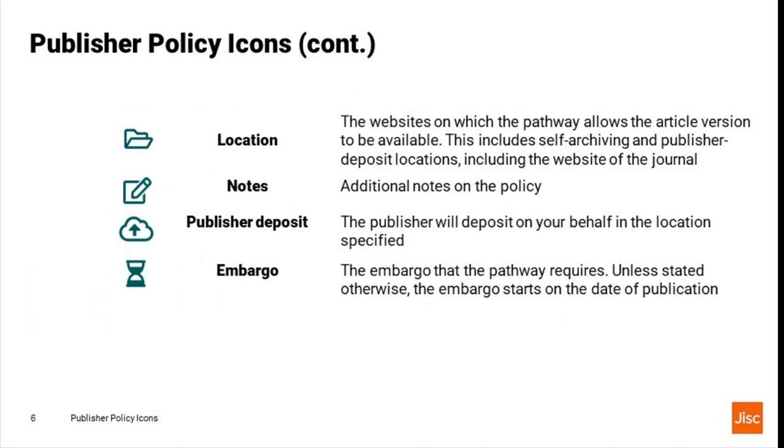The folder icon indicates the location of the article. This indicates the websites on which the pathway allows the article version to be available. This includes self-archiving and publisher deposit locations, including the website of the journal. The pen icon represents additional notes that might apply to this policy. The cloud icon represents publisher deposit. This is where the publisher will deposit on your behalf in the location specified. Finally, the timer icon indicates the embargo that the pathway requires. Unless stated otherwise, the embargo starts on the date of publication.